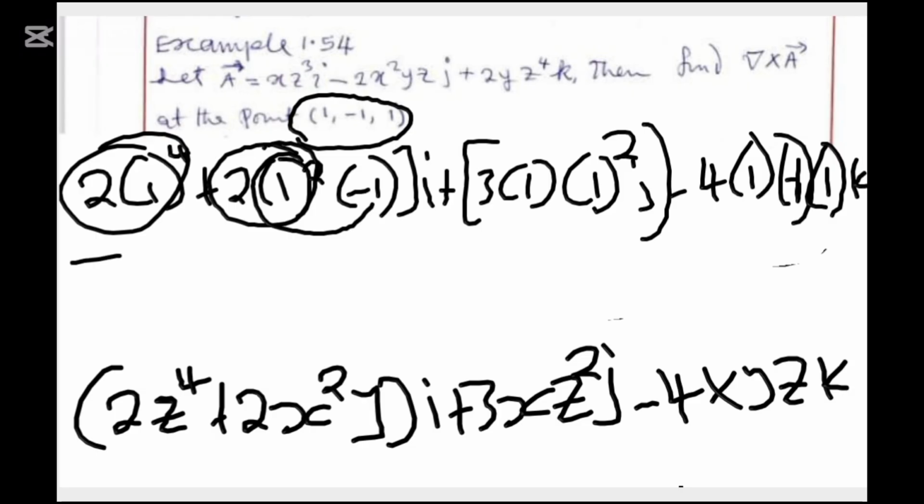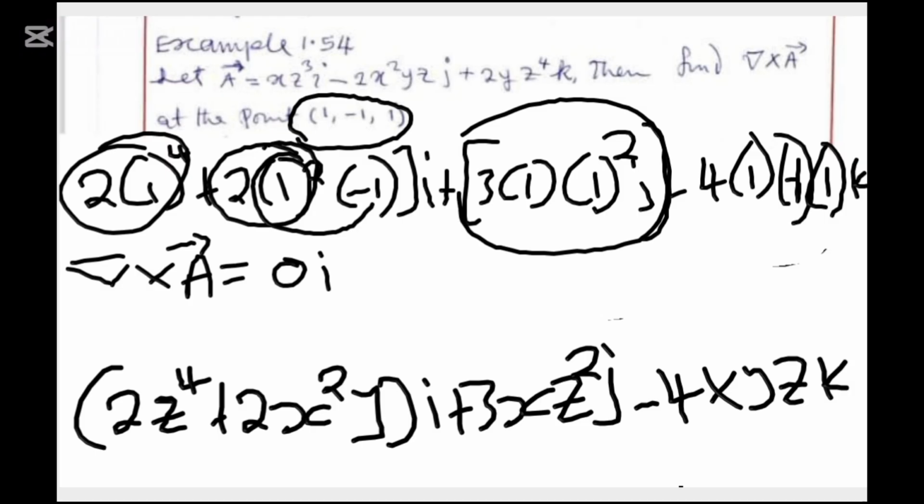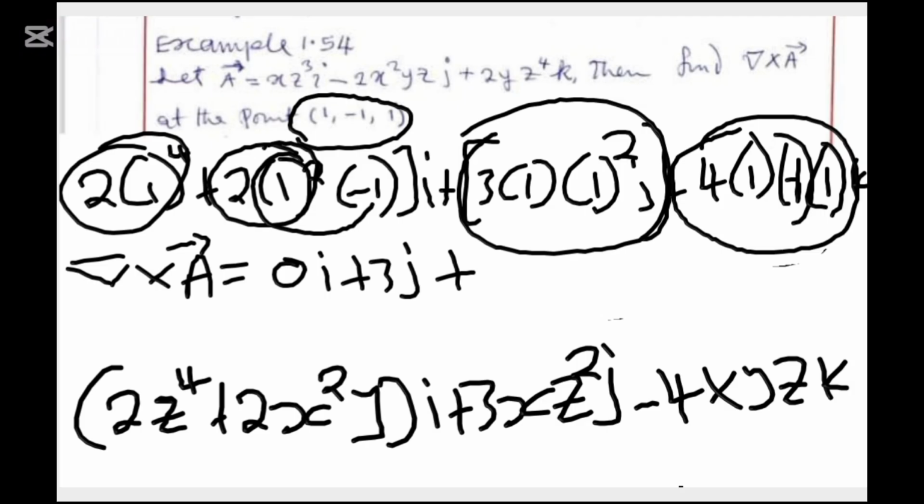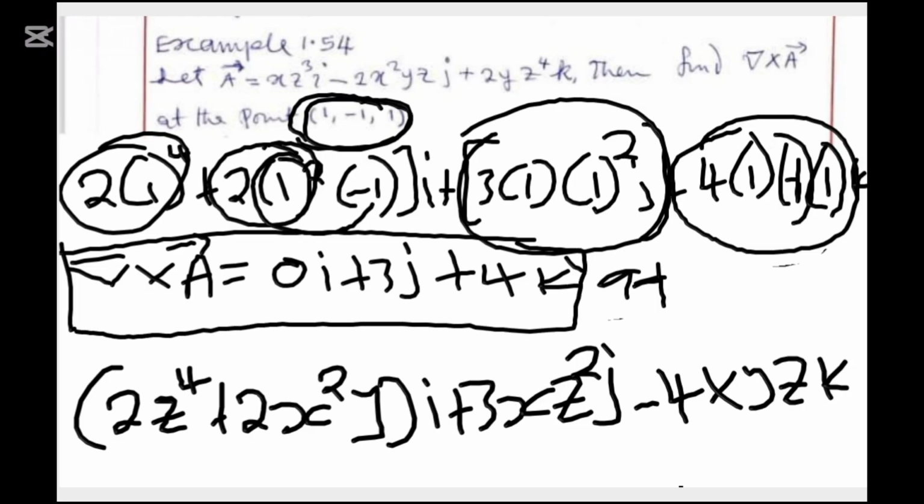So therefore, I'll have this is the same thing as 0i. And therefore, if I find the solution of this, I'll get plus 3j. And also if I find the solution of this, I'll get positive 4. Don't forget I have negative sign in here. So therefore I'll have 4k at this point. So therefore this is a solution of this example.